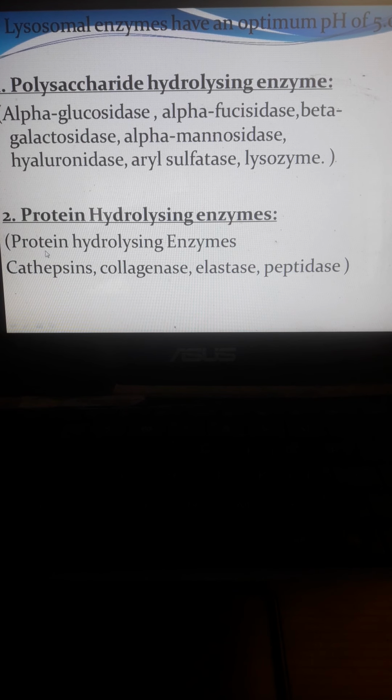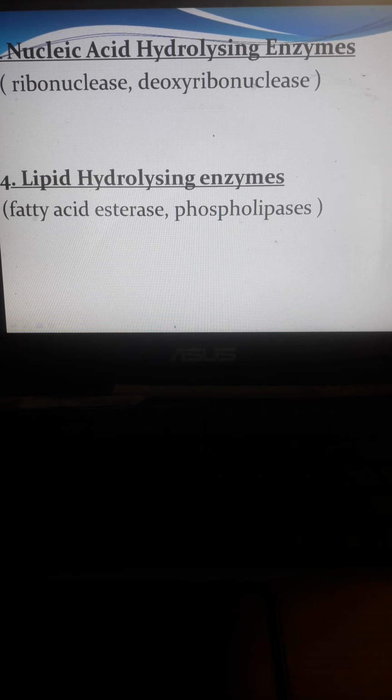For protein hydrolyzing enzymes, cathepsins will digest proteins. Collagenase digests collagen. Elastase will digest elastin, the yellow fibers. Peptidase will digest peptides. A peptide is amino acid plus amino acid, so the enzyme that hydrolyzes it is peptidase. We have nucleic acid hydrolyzing enzymes, ribonuclease and deoxyribonuclease. Ribonuclease will digest RNA or ribonucleic acid. Deoxyribonuclease will digest deoxyribonucleic acid or DNA.